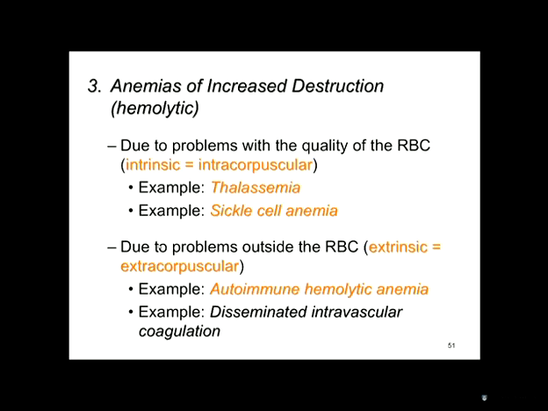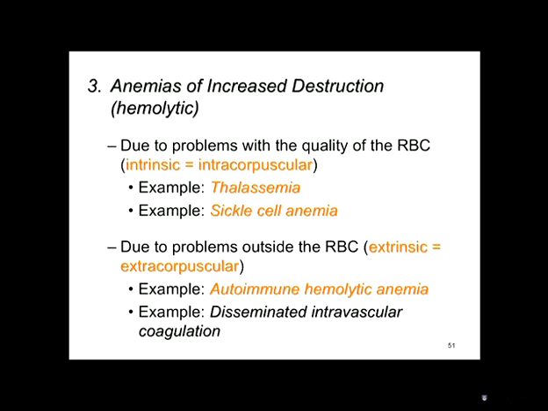These groups of conditions, such as thalassemia and sickle cell anemia, have to do with a problem with the cell itself. So the red blood cell is abnormal, therefore it's called an intrinsic or intracorpuscular problem.